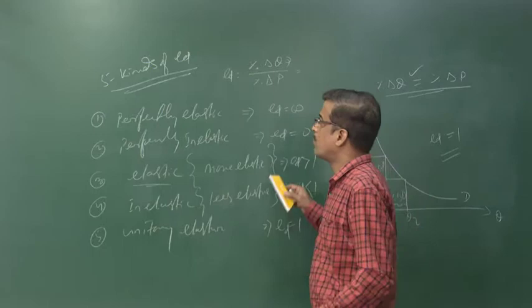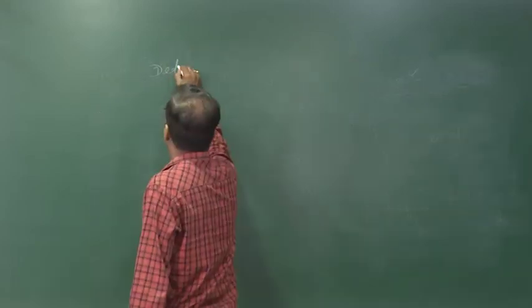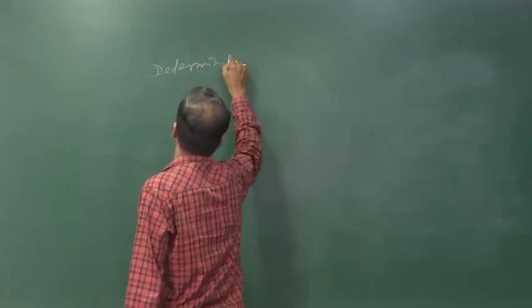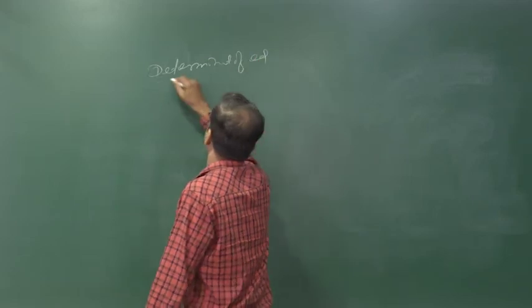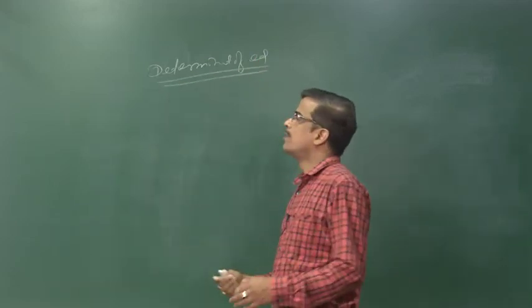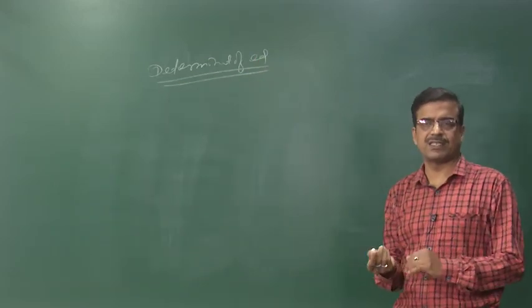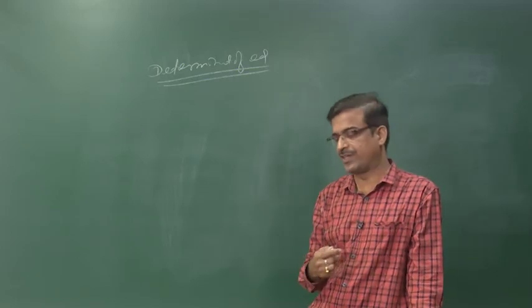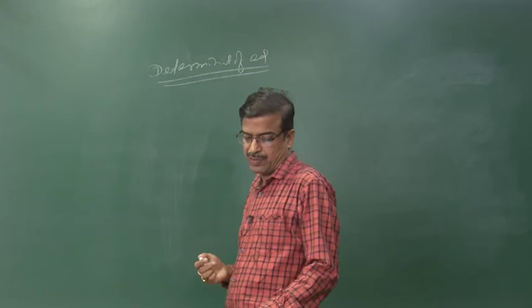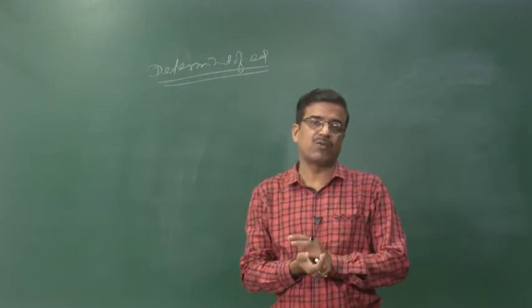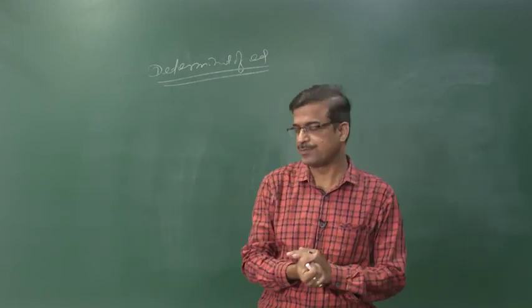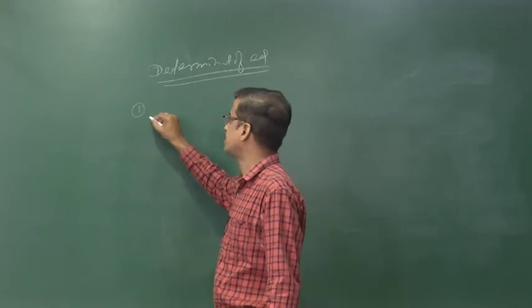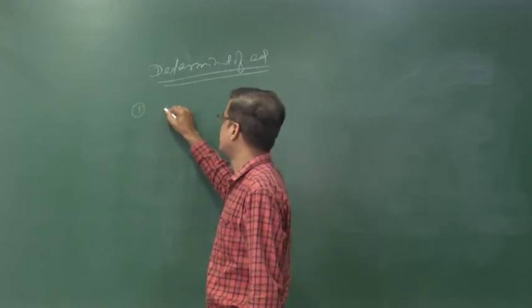Then one by one we have to start with it. Determinants of elasticity of demand. There are a large number of determinants, but we have to take into account some important components of it. Let us start with the availability of close substitutes of the product. We take into account the first case, close substitute.